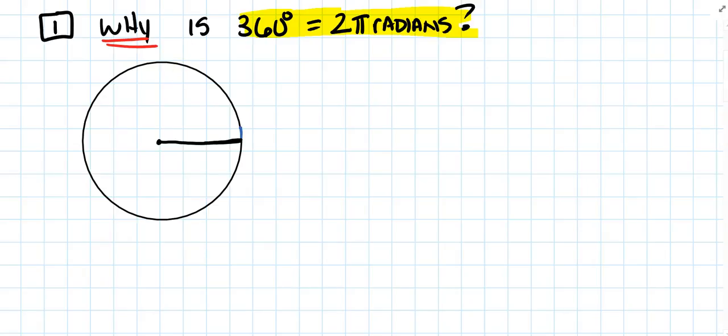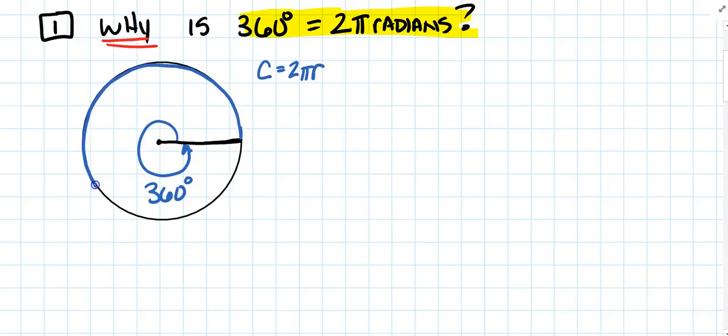Let's consider a circle for just a moment. If I travel all the way around the circle, then everybody would agree that I've traveled a full 360-degree rotation around that circle. Now, you may remember from geometry class that the circumference of any circle is equal to 2 pi r. So the total distance all the way around the circle is 2 pi r. You may already be making some kind of connections.